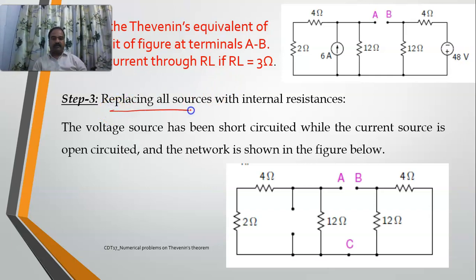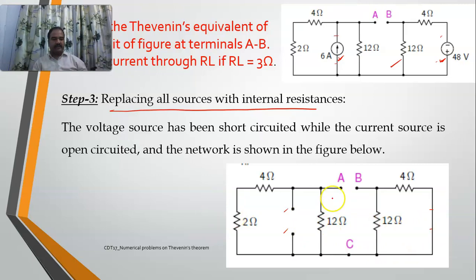Now we are supposed to replace all the sources with internal resistance in this circuit. Here you can see there is a voltage source and there is a current source here. Voltage source ideally will be short circuited, whereas current source will be open circuited, right? So I am open circuiting this one, see here, and I am short circuiting this one. So I am short circuiting. So this is my equivalent resistance.